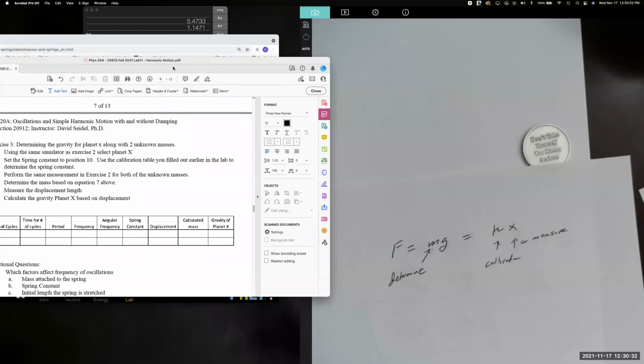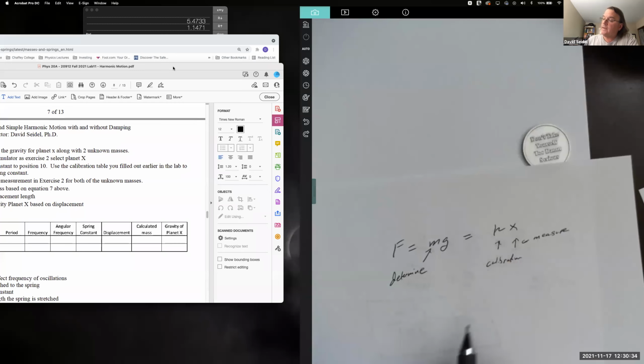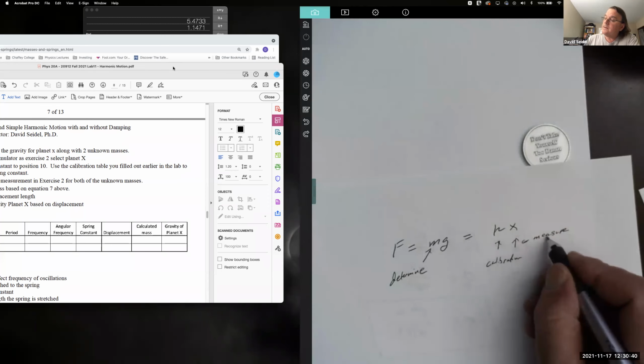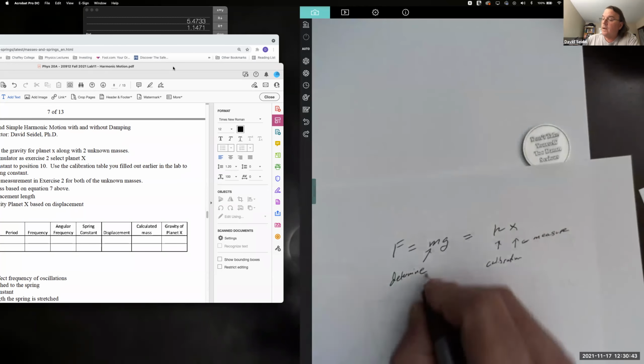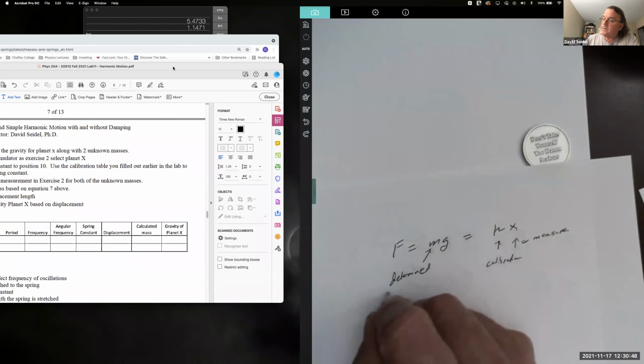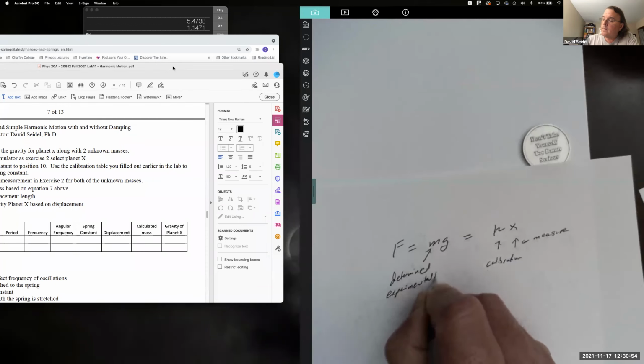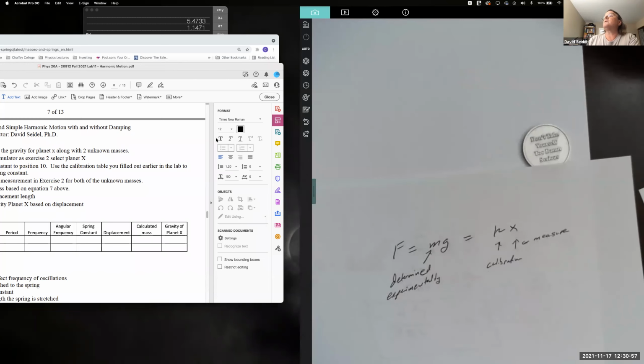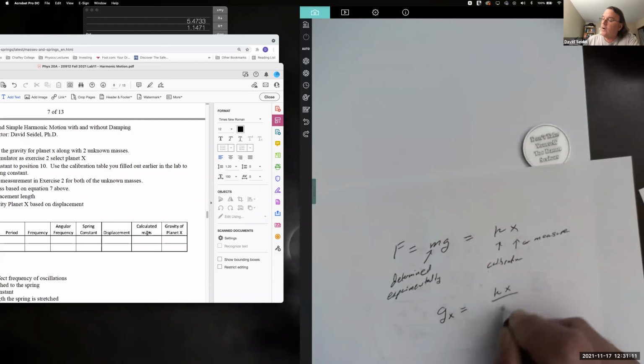This was a calibration, k. These used known masses to get it. X, you're going to measure with your ruler. This we determined experimentally. In the previous part, that's the calculated mass based on the period. And now you can write g of planet X is kx over m.